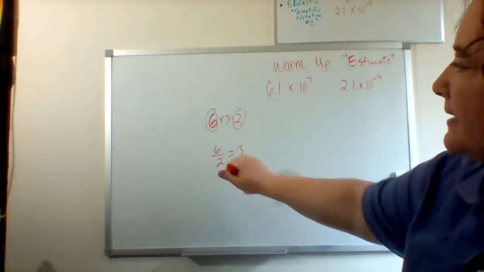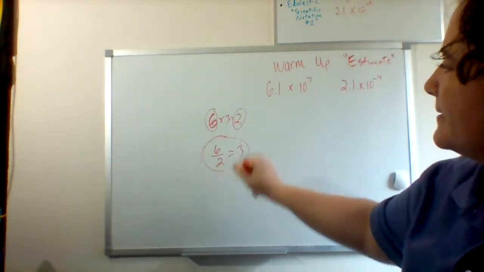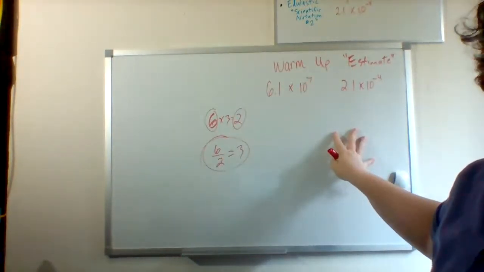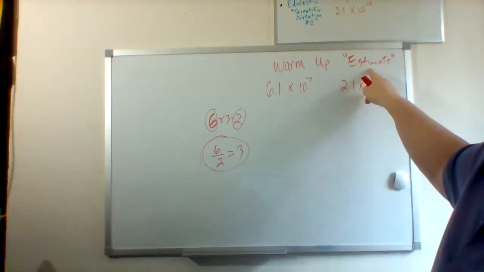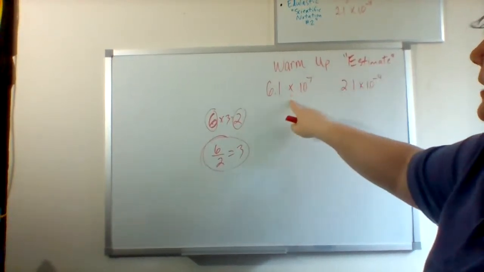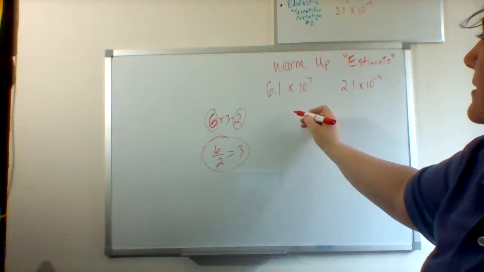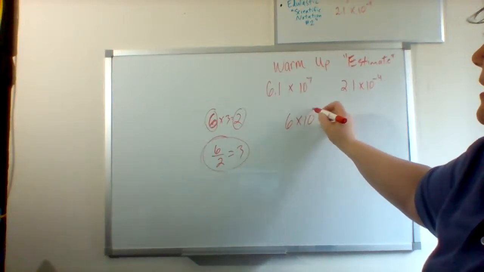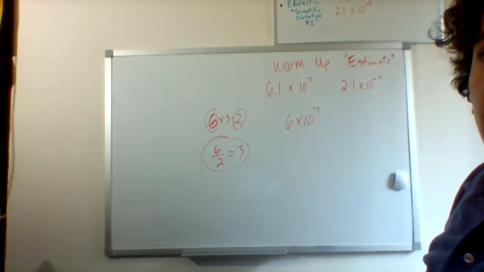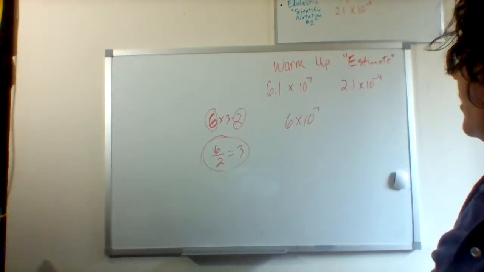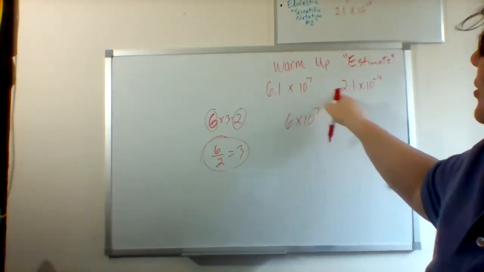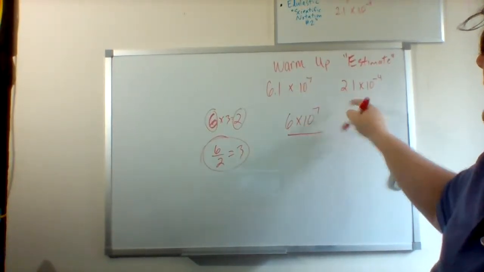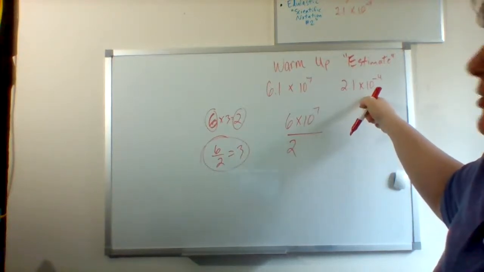So let's take this and apply it to the scientific notation. They said that we could estimate. So let's estimate this, and I would estimate this to 6 times 10 to the 7th power. That's a safe estimate. And if I want to know how much larger it is than that, divide it by the estimate of this one.